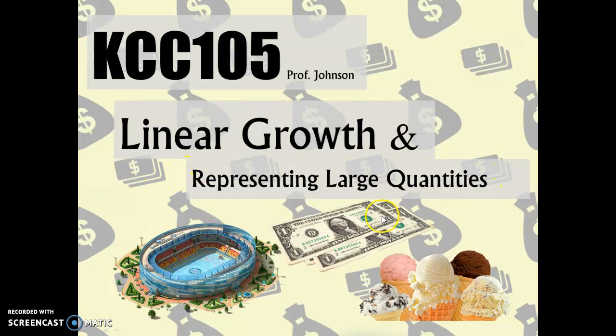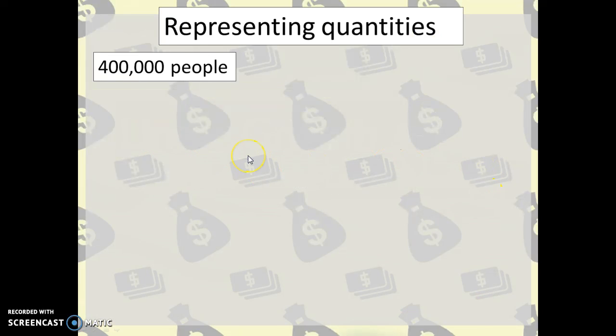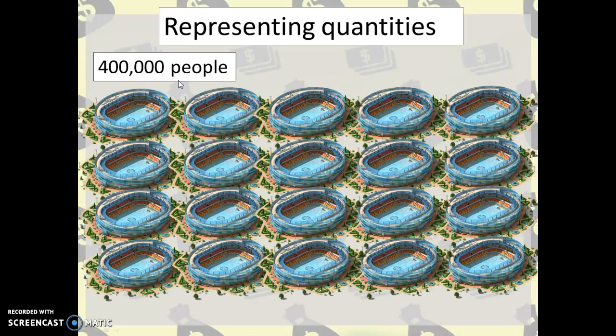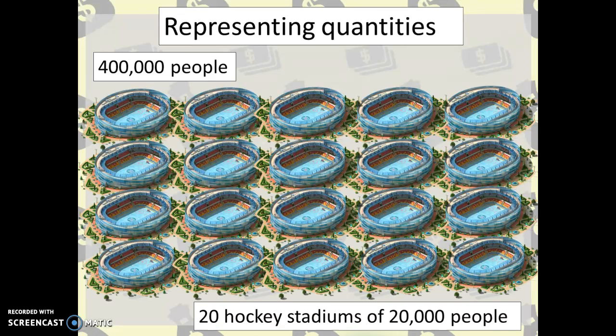KCC105. We've been talking about representing large quantities. Let's see how that fits in with the topic of linear growth. In particular, we read an article talking about a big number like 400,000 people. How do you make sense of it? Well, the article used a hockey stadium. It says, well, if each stadium is 20,000 people, then 20 stadiums filled with people will equal 400,000.